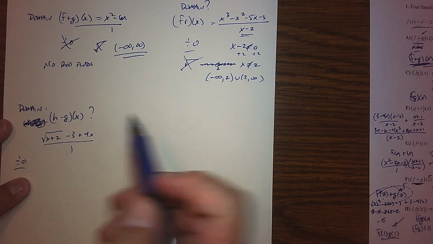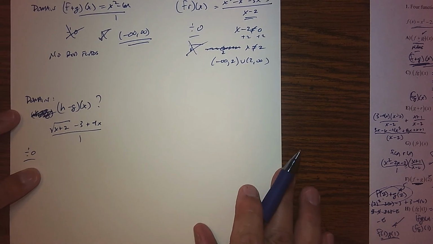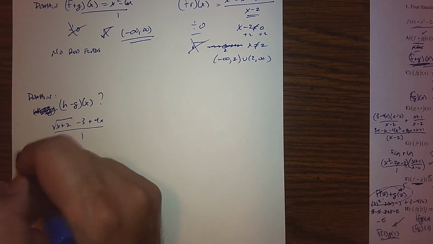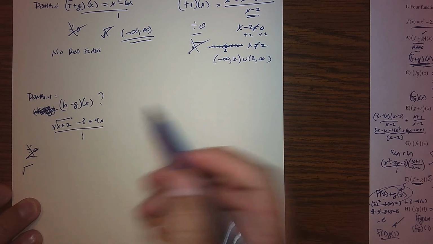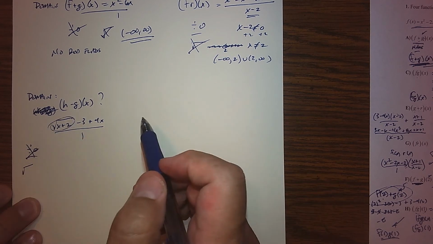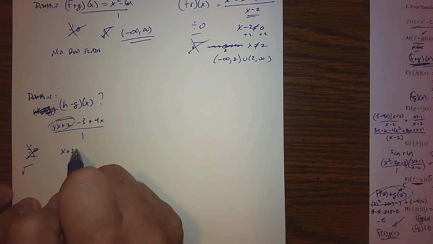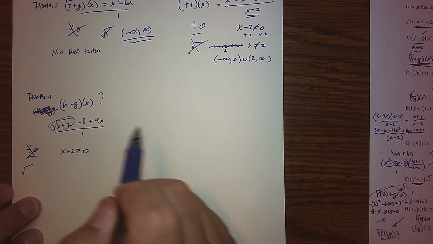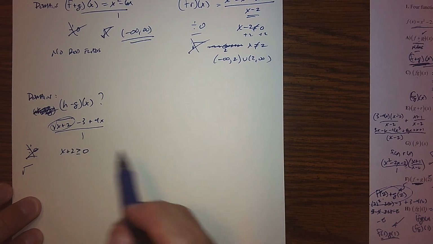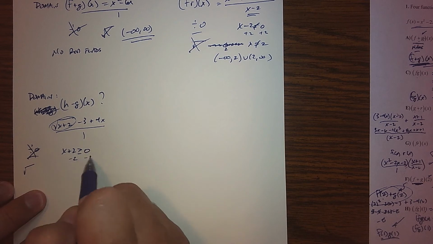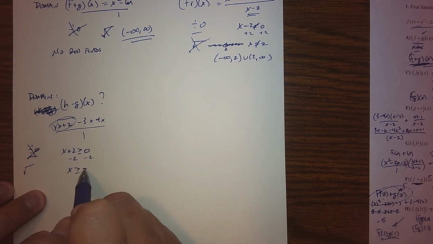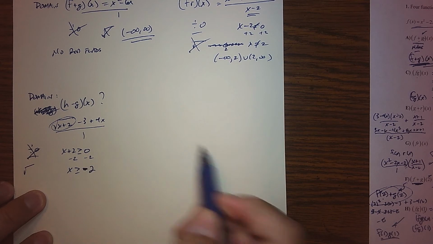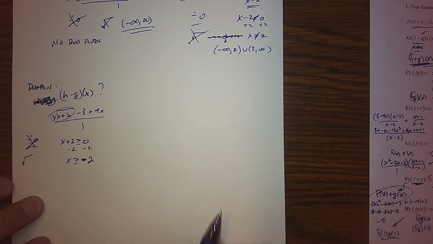Well, this is all over 1, so there is no division by 0 in this problem, so that one we don't have to worry about. What about a radical? Well, right there, there's a radicand. So I have to make sure that the x plus 2 stays greater than or equal to 0. And then subtracting 2 from both sides, there's our domain, right? Basically, all x values that are greater than or equal to negative 2.